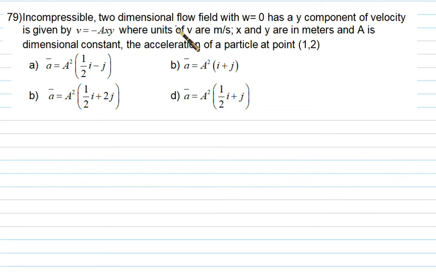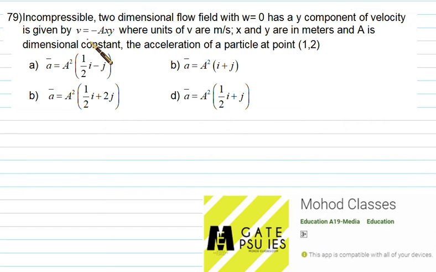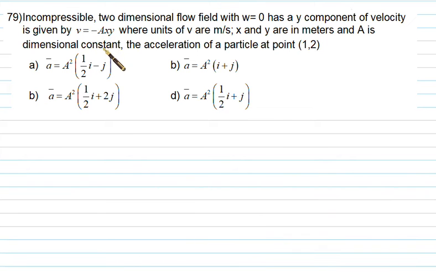An incompressible two-dimensional flow field with a w component equal to 0 has a y component of velocity given as v = -axy. He says that the flow is incompressible and two-dimensional, and claiming that w equals 0, it means that we have to first find out the u component, which is the missing component.